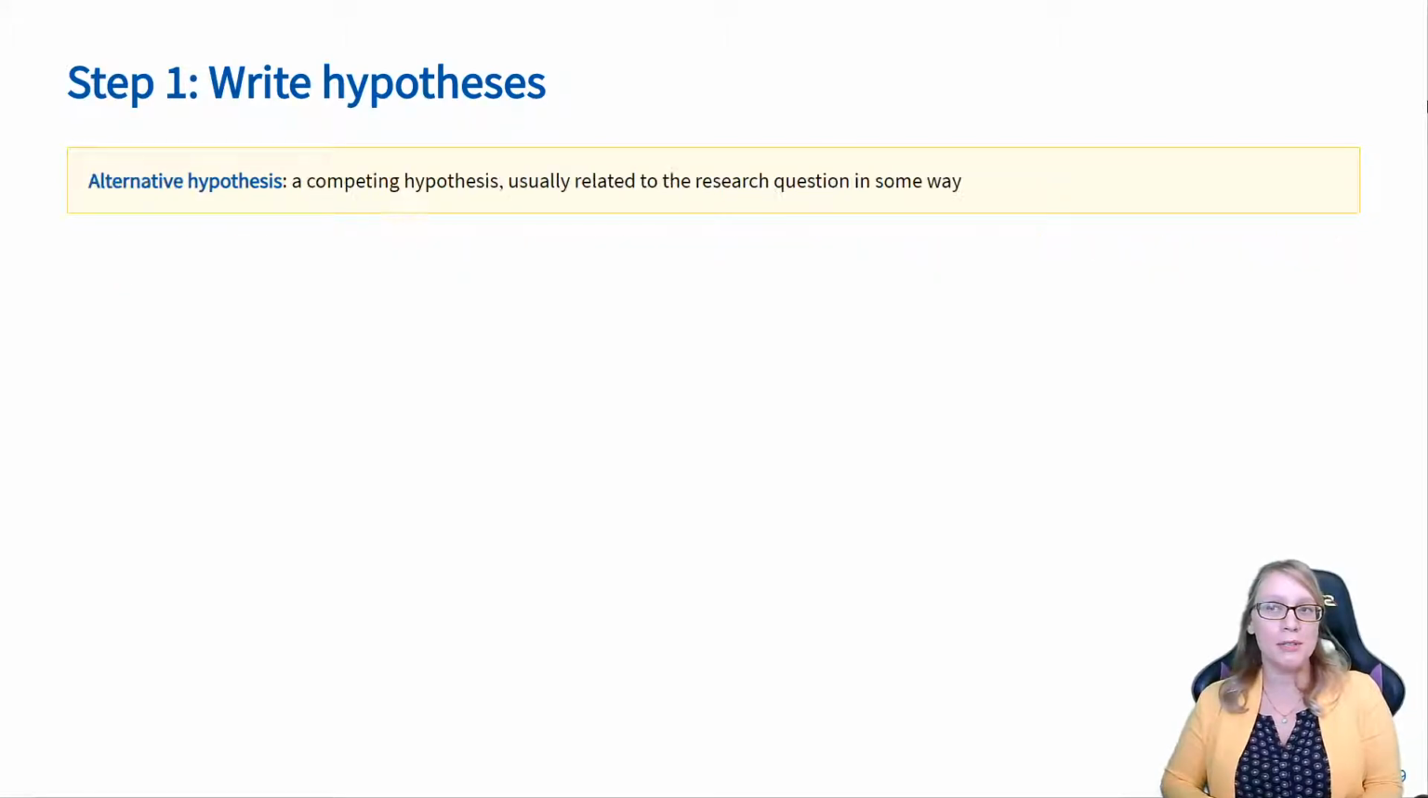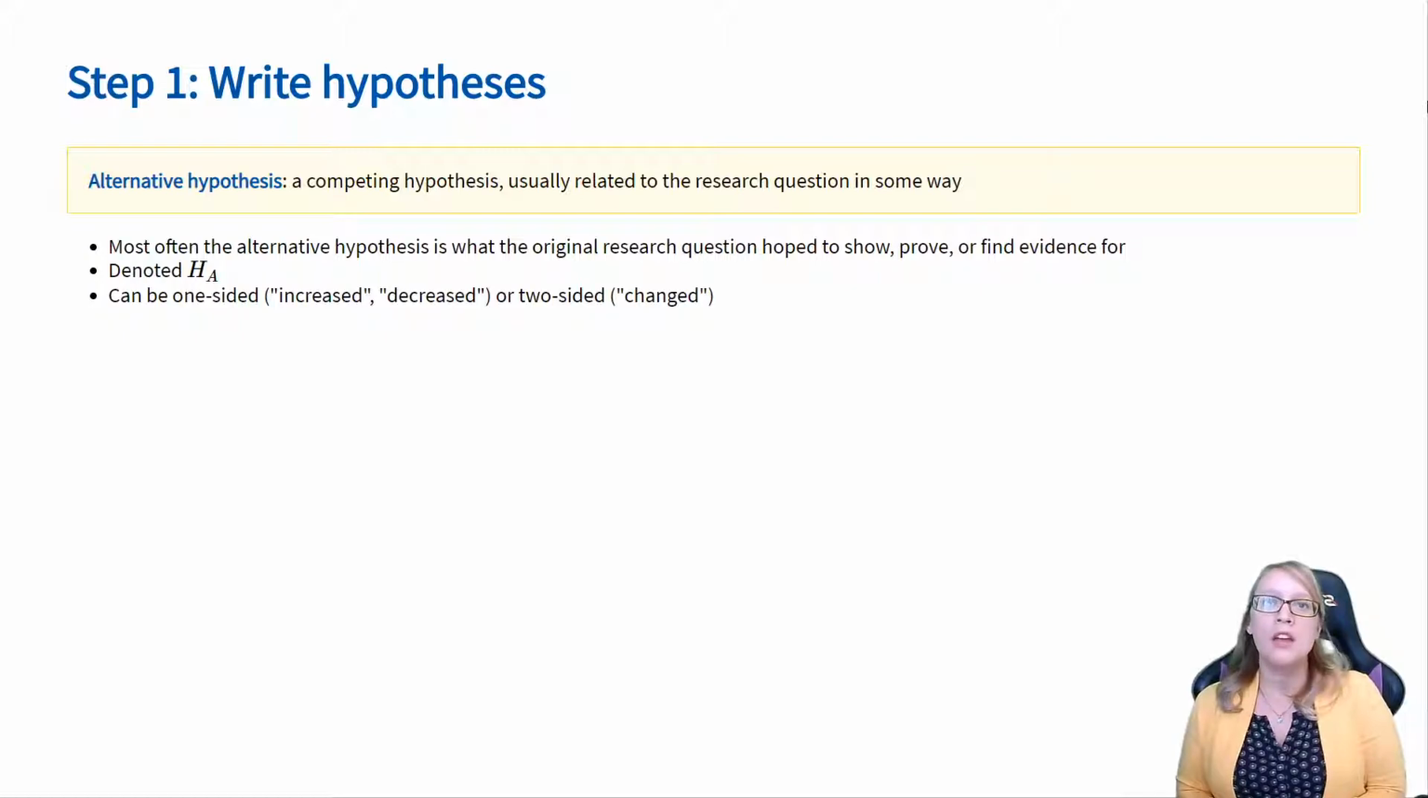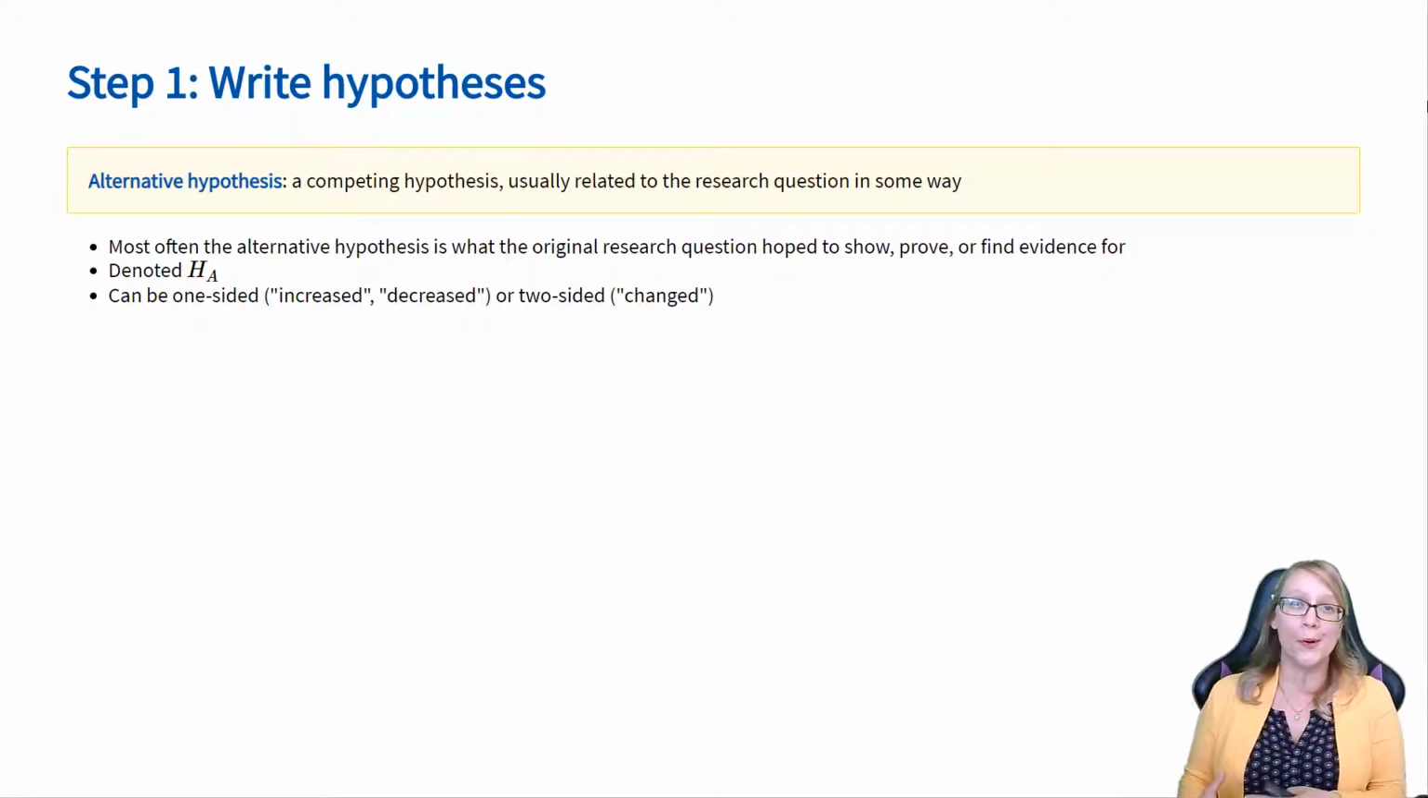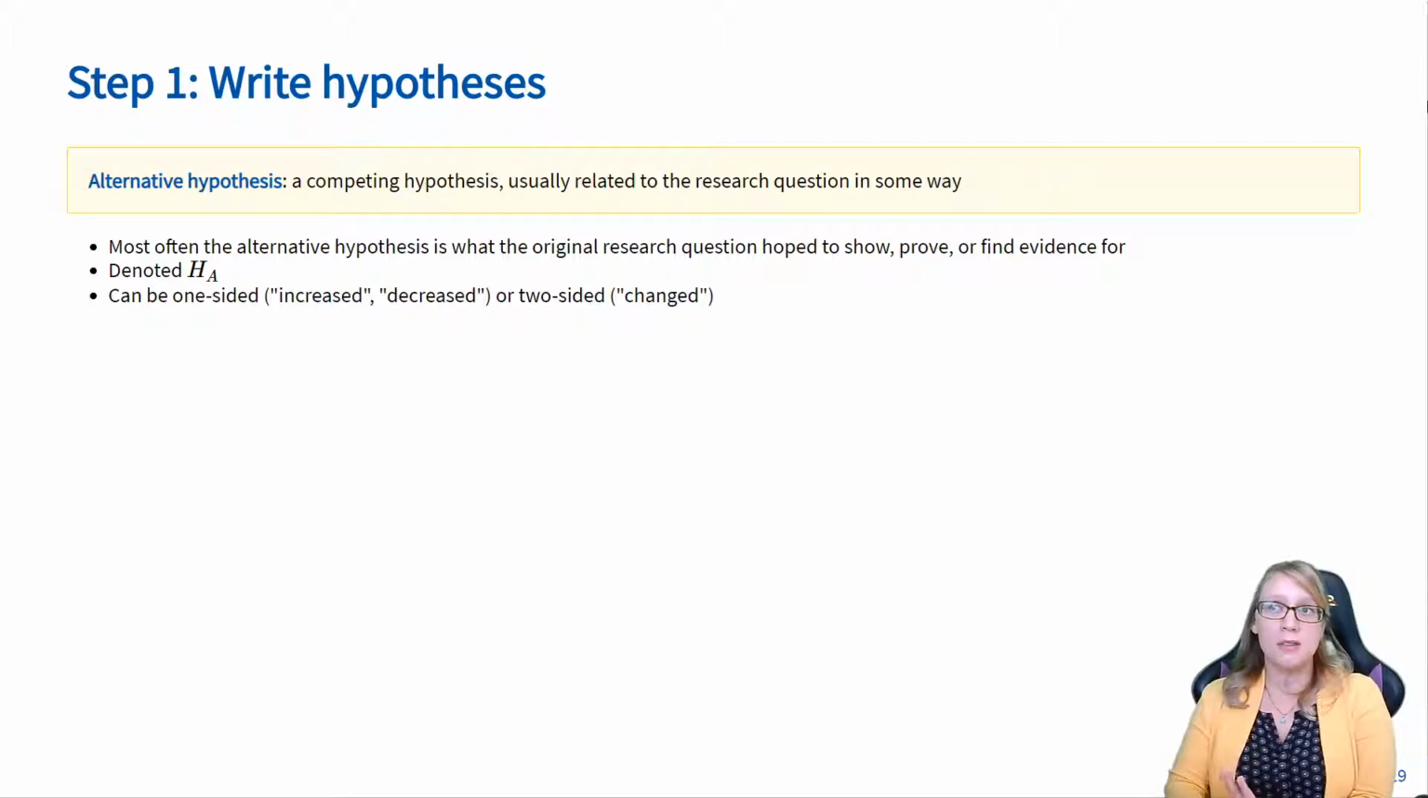The alternative hypothesis is then the competing alternative. If we can throw out the null hypothesis, then this is what we're left with. The alternative hypothesis is usually related to the research question in some way, and it's often just a direct restating of the research question. It might be what we had hoped to prove, what we had hoped to disprove, what we were looking for evidence for or against. The alternative hypothesis gets denoted H sub A.